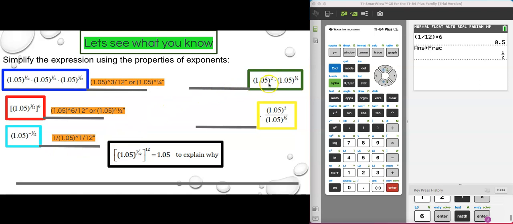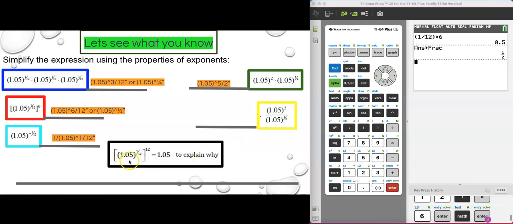And here, still, I have the same bases that are being multiplied together. So automatically, I know I'm going to add those exponents. So when you add 2 plus 1/4, you should get 1.05 to the 9/4 power. And of course, you can put that in your calculator. And here you're dividing, so that means you subtract your exponents. So 2 minus 1/2, you're going to get 1.05 to the 3/2 power, okay? And you can do all those in your calculator.